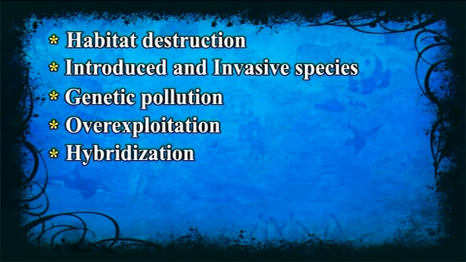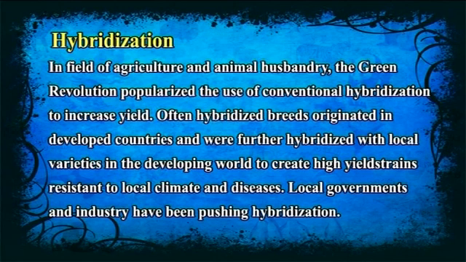Next is hybridization. In the field of agriculture and animal husbandry, after the advent of the Green Revolution, hybridization has been popularized. Often hybridized breeds originated in developed countries and were further hybridized with local varieties in the developing world to create high-yield strains resistant to local climate and diseases. Local governments and industry have been pushing hybridization. Formerly, huge gene pools of various wild and indigenous breeds have collapsed, causing widespread genetic erosion and genetic pollution.